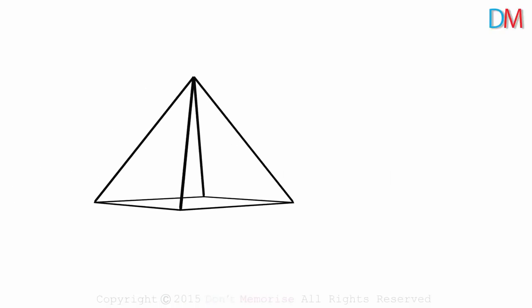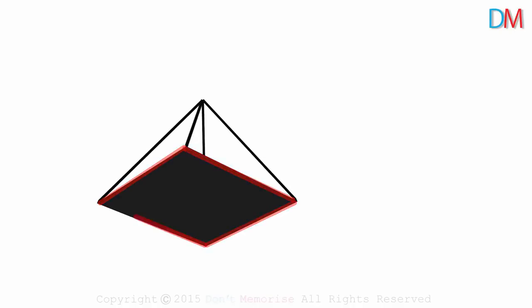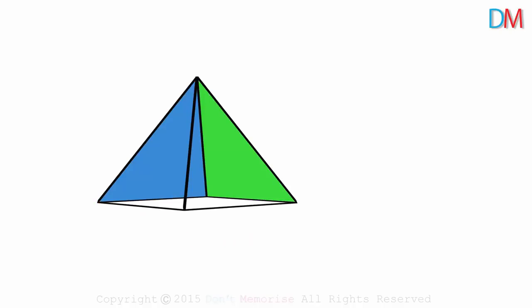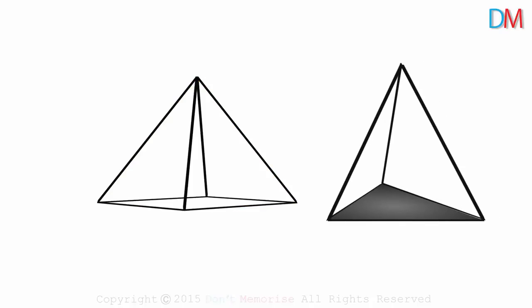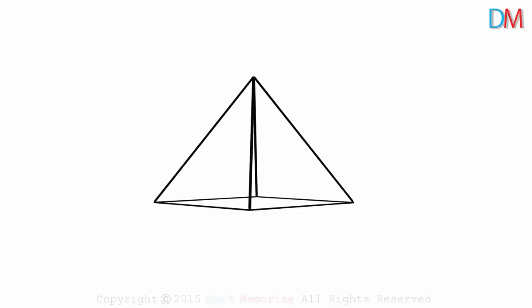Let's take another example. Here's a square pyramid. It's called a square pyramid because its base is a square and all other faces are triangles. One base and four triangles. If the base was a triangle, it would have been called a triangular pyramid. Forget this solid for now. I want you to try drawing the net of this solid. Give it a shot.